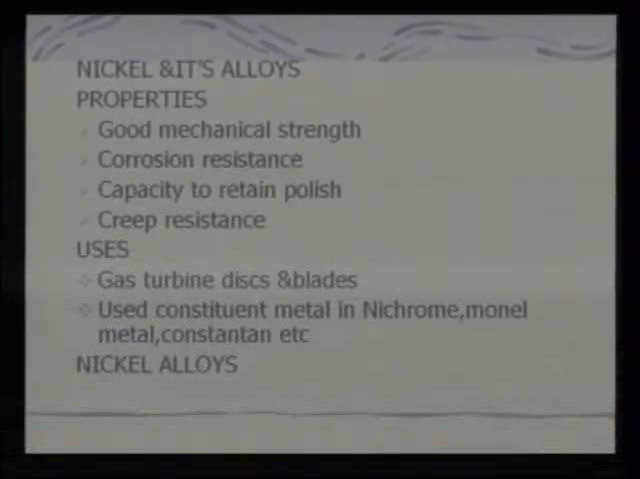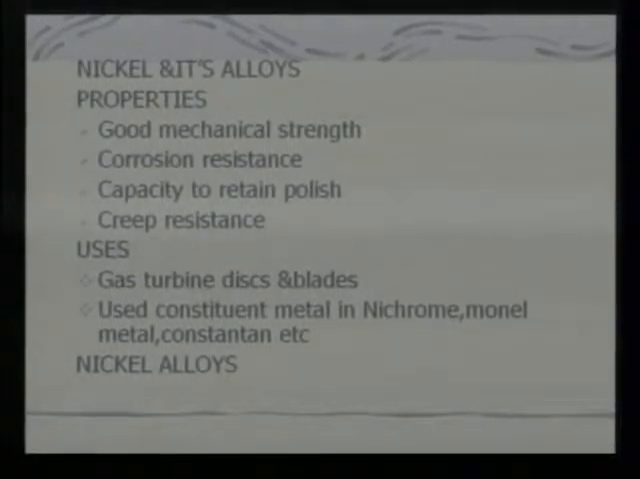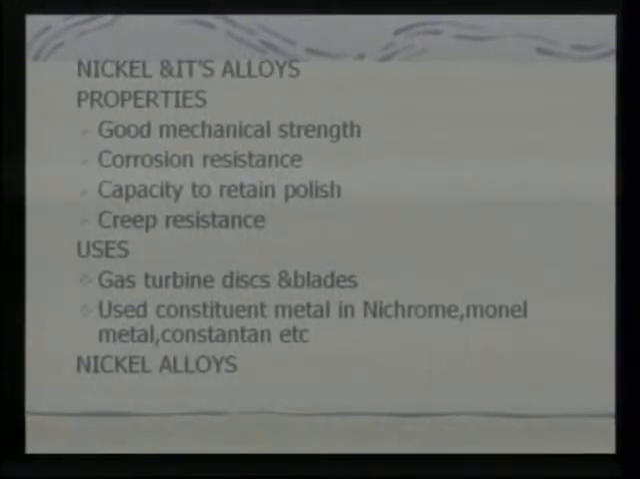You know that a gas turbine is used for generating mechanical power, which may be connected to an electrical generator to generate electrical power. It is used as a constituent metal in nichrome, that is the metal or alloy used for making heating coil wires.